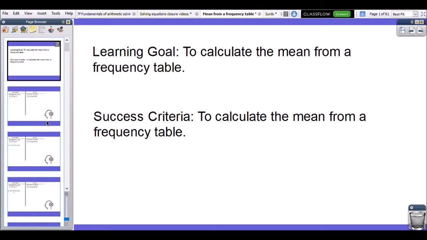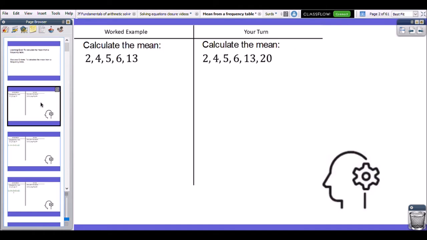In today's lesson we're going to be learning how to calculate the mean from a frequency table. For us to be able to do that, first of all we need to be able to calculate the mean from a list of data. Right, so it's a very simple process.